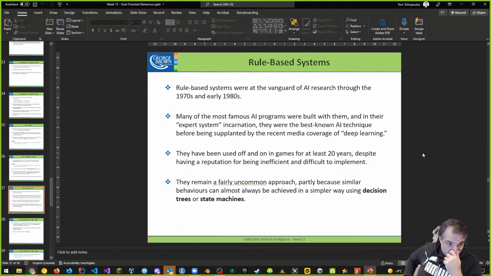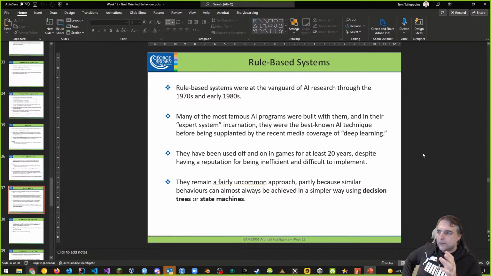So let's talk about something else now. So we talked about goal-oriented behavior, and now we're going to be talking very, very briefly about something called rule-based systems. So what were they? Again, kind of used nowadays, but it's something out there, largely used through AI research back in the 70s and 80s, huge. They were also called expert systems at the time. Nowadays, we don't talk about them as much because of deep learning and machine learning and a bunch of other stuff that's out there these days.